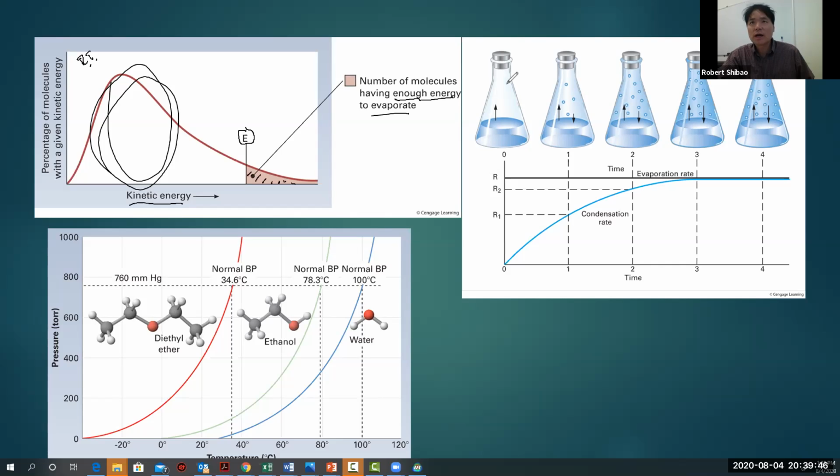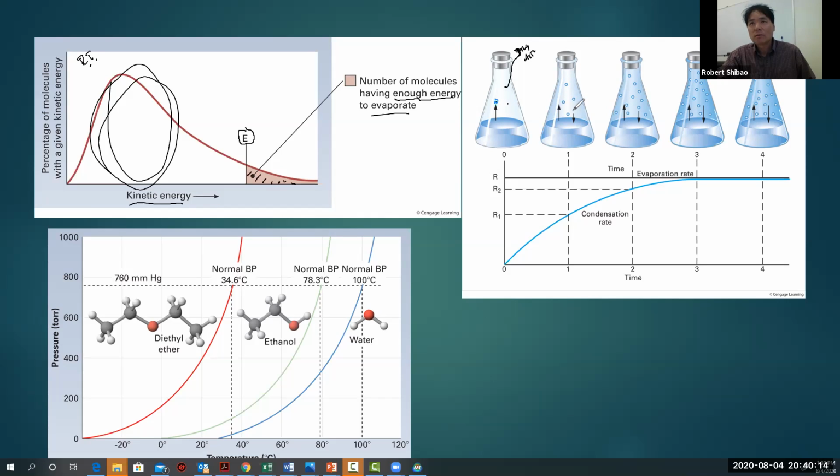And so this is dry. Let's say this is dry air here. If we have dry air, what's going to happen is net evaporation, because this small fraction of water molecules will vaporize off the surface. And so we'll start getting water molecules in the gaseous phase here. Water molecules will start entering the gaseous phase.